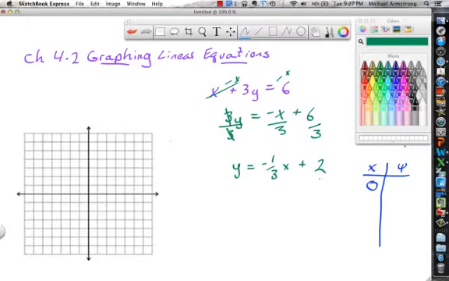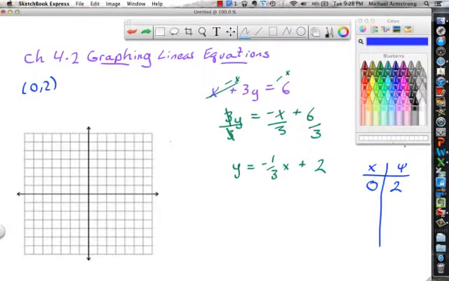6/3 becomes 2. Okay, so if I put 0 in for x, then this whole thing becomes 0. 0 plus 2 is equal to 2, so y is equal to 2. Back to blue here. So this is like a point on our graph, 0, 2. Okay, it's like a point 0, 2 that we're going to put on the graph down here. So that's the first thing.